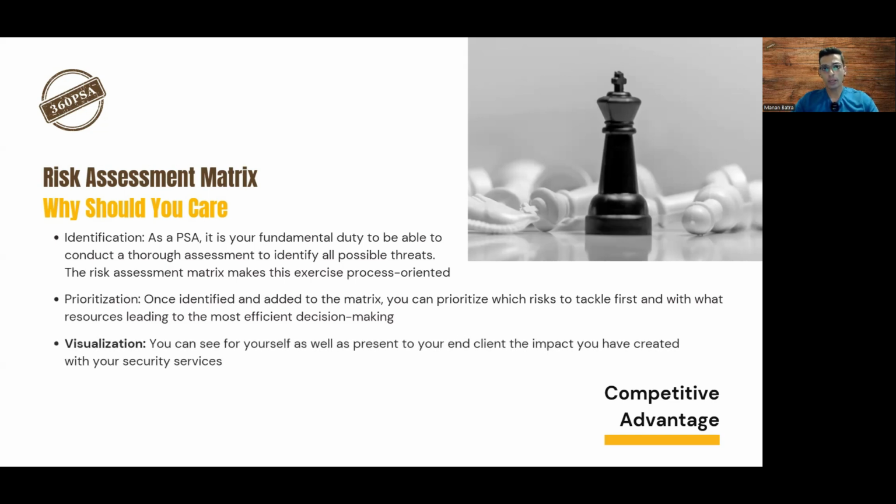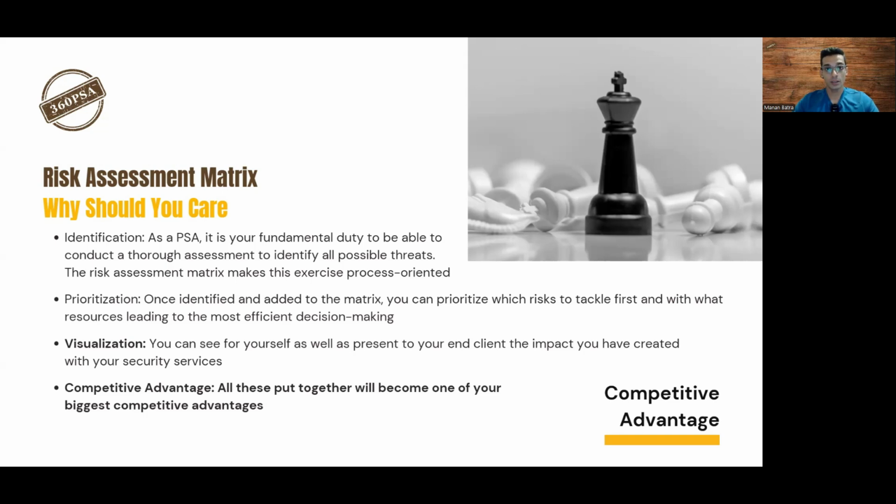The third, of course, and most important one is visualization. Your end clients need to see the value that you bring to the table. Security as a subject, as a function, as a service is intangible in nature. So your job as a PSA is to convey tangible value to your client. You must help your client see the value that you create for them. So this tool gives you that power of visualization. And all these put together make risk assessment your biggest competitive advantage. Because of course, once you develop the skills that I've already shown you and you organize the output of those skills in the way that I've shown you in terms of the risk assessment matrix, your client will simply be blown away. And that, my friend, will become your competitive advantage over all your competitors, over all your peers. So now you know why this is important.